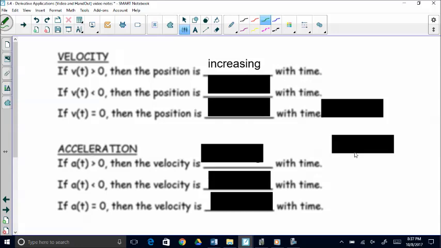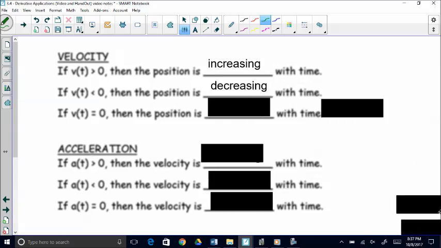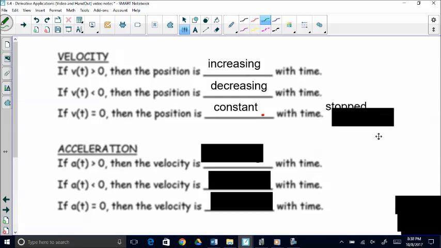So we know that if the velocity is greater than 0, the position is increasing with time. If the velocity is less than 0, the position is decreasing. If the velocity equals 0, then the position is constant. That means our object is not moving, it's stopped.